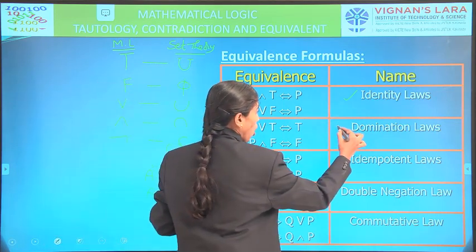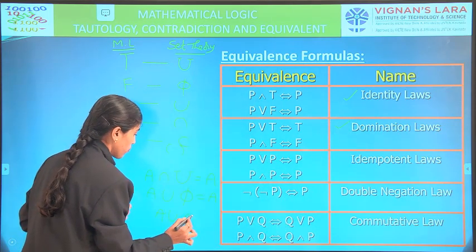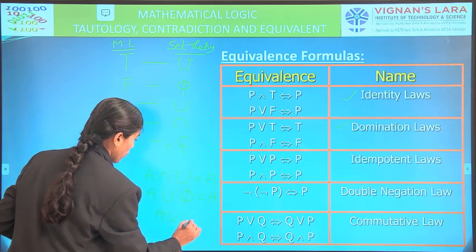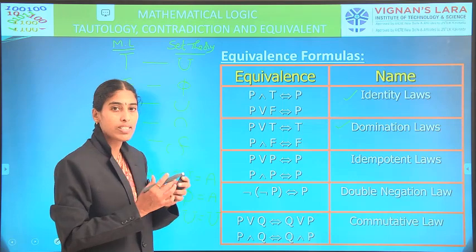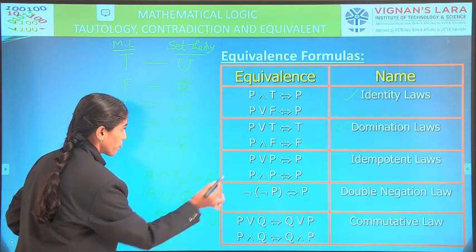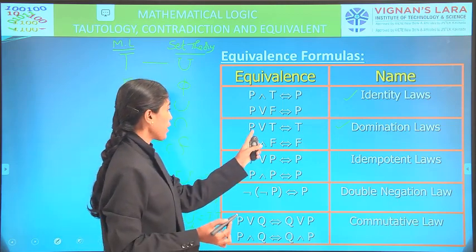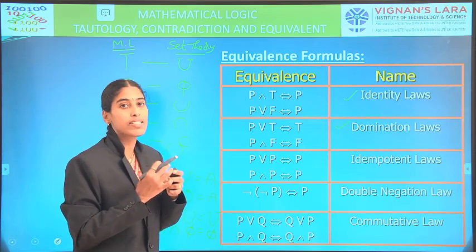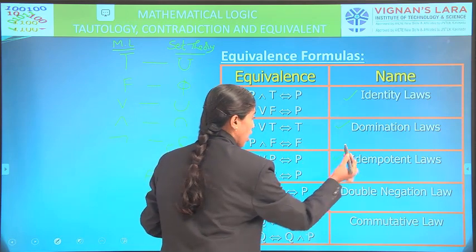Next, second one, domination law. What is the domination law? There we have A union universal set is equal to universal set, because universal set is the set consisting of all the sets under consideration. So A intersection F, here empty set. What is this one? Null set. So like that P or T is T, because T is considered as universal set and F is considered as null set. P and F is F. We call this the domination law.